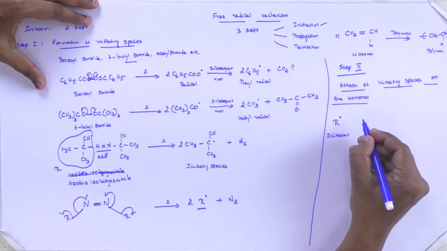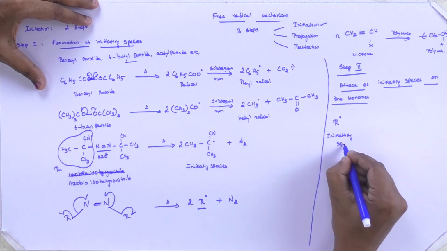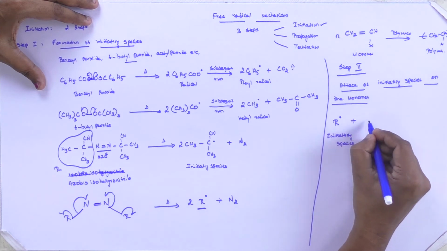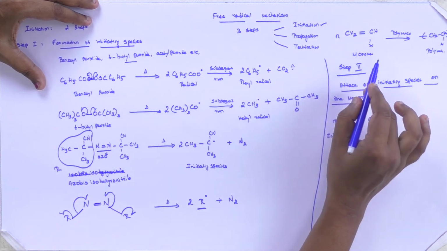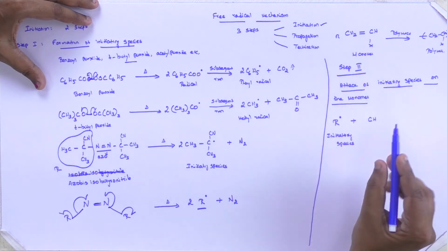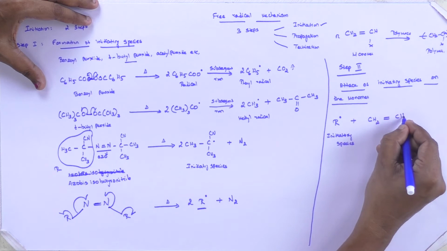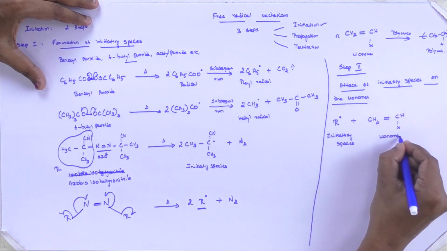The initiator gives the initiating species. Let us take R dot as the initiating species, and this initiating species attacks your monomer. Here we have taken an example, so I am writing the monomer as CH2 double bond CH single bond X. So this is nothing but your monomer.